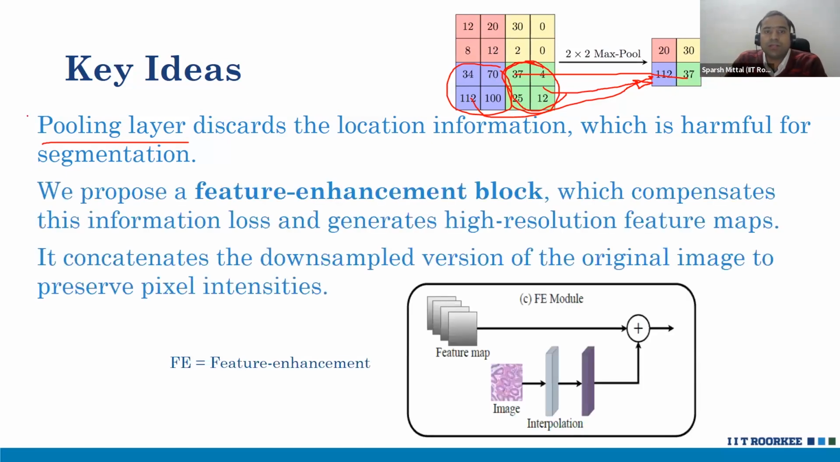In classification it is okay, because we just have to find out whether the image has a cat or a dog or not. But for segmentation, this is very hard. So we propose a feature enhancement block which compensates for this information loss and generates a high resolution feature map. We should not lose the resolution, because segmentation is all about resolution. So it concatenates the downsampled version of the original image to preserve the pixel intensities.